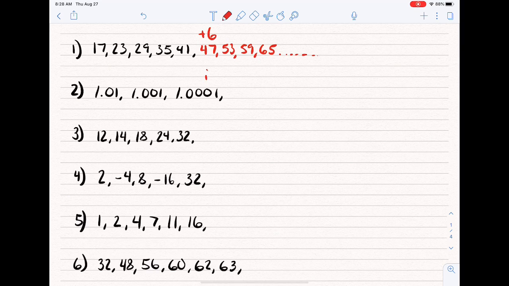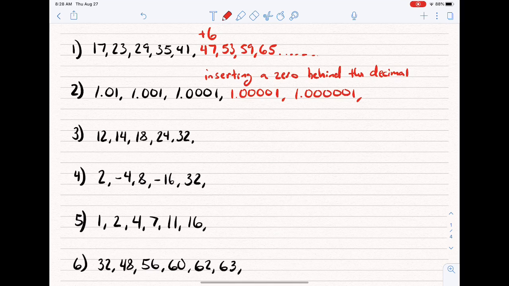And so I could say I'm inserting a zero behind the decimal. Sorry for the sloppy writing there. Inserting a zero behind the decimal. Okay, and so the next one would be 1.00001, and after that it would be 1.0000001, and again and so on. You're just inserting an additional zero behind the decimal.